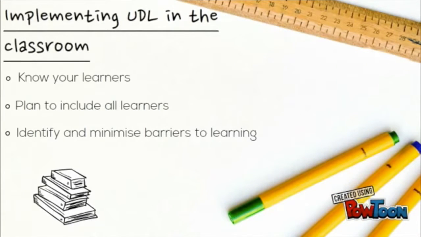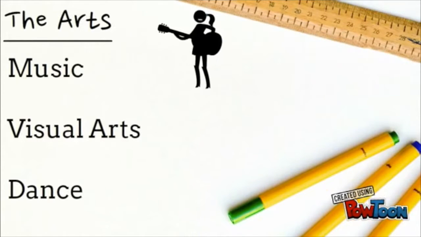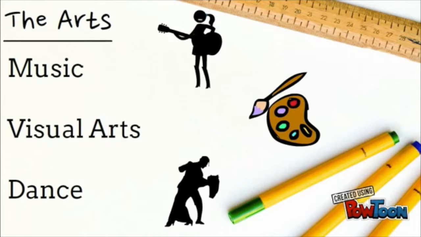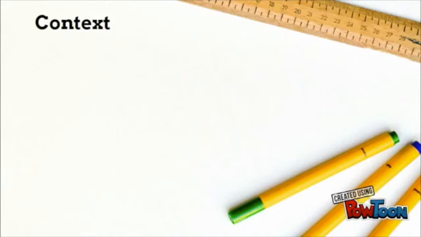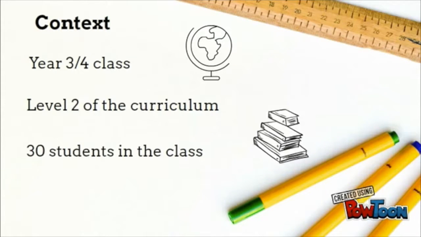When implementing UDL in the classroom, it is important to know your learners. Teachers need to include all learners, identifying and minimising barriers to learning. We have chosen to demonstrate how UDL can be implemented through the curriculum areas of the arts, under the strands of music, visual arts and dance. Our chosen classroom focus selected for these lessons will be Māori culture. The following lessons were planned for a Year 3 to 4 class, working at Level 2 of the curriculum.